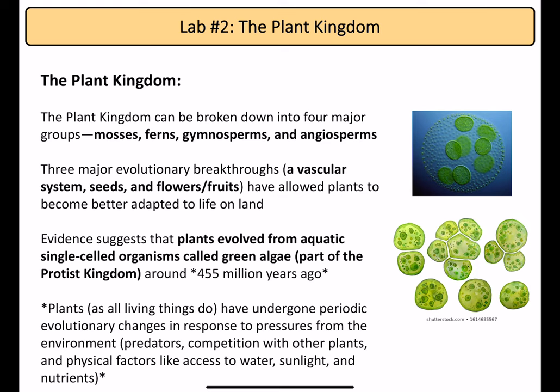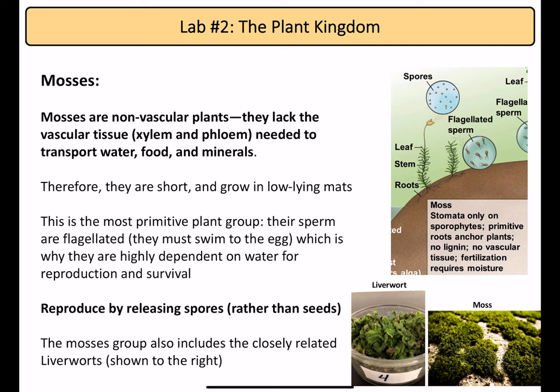As we go through the four major groups of plants, we're largely going to focus on changes in their reproductive strategies or adaptations, like seeds and flowers and fruits, that have improved the reproductive success of these various groups. We're going to go through these four groups in an evolutionary sense, starting with the most primitive group, the mosses, and then finally ending with the most successful, recent, advanced group, the angiosperms, also known as the flowering plants.